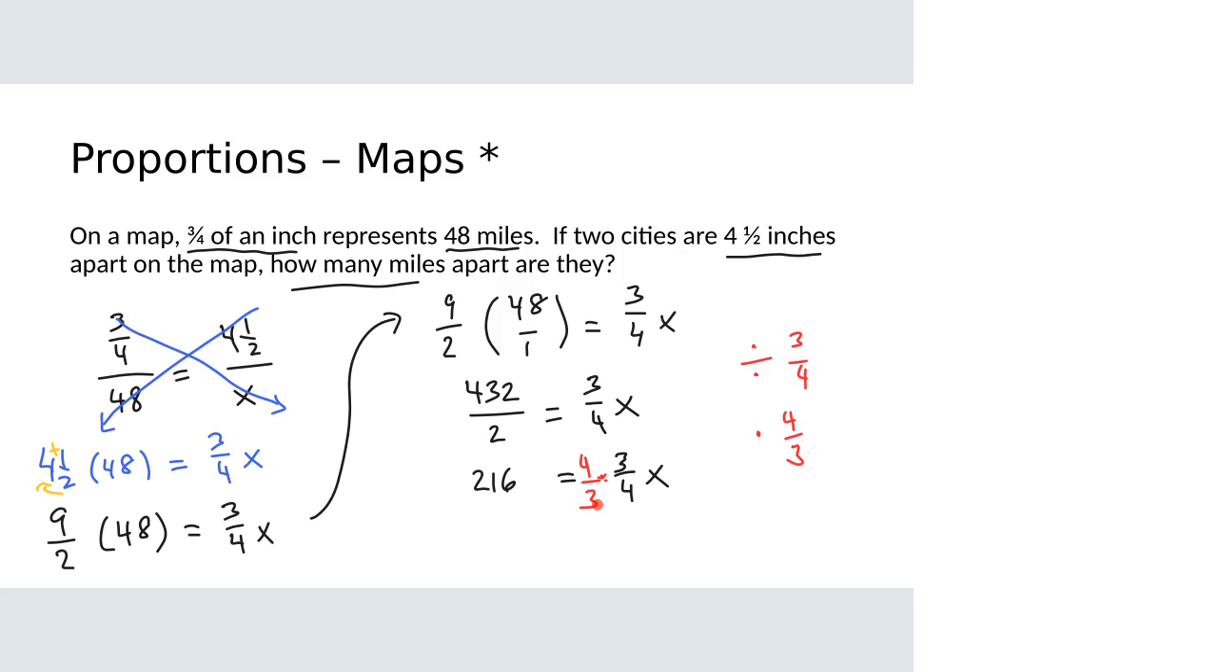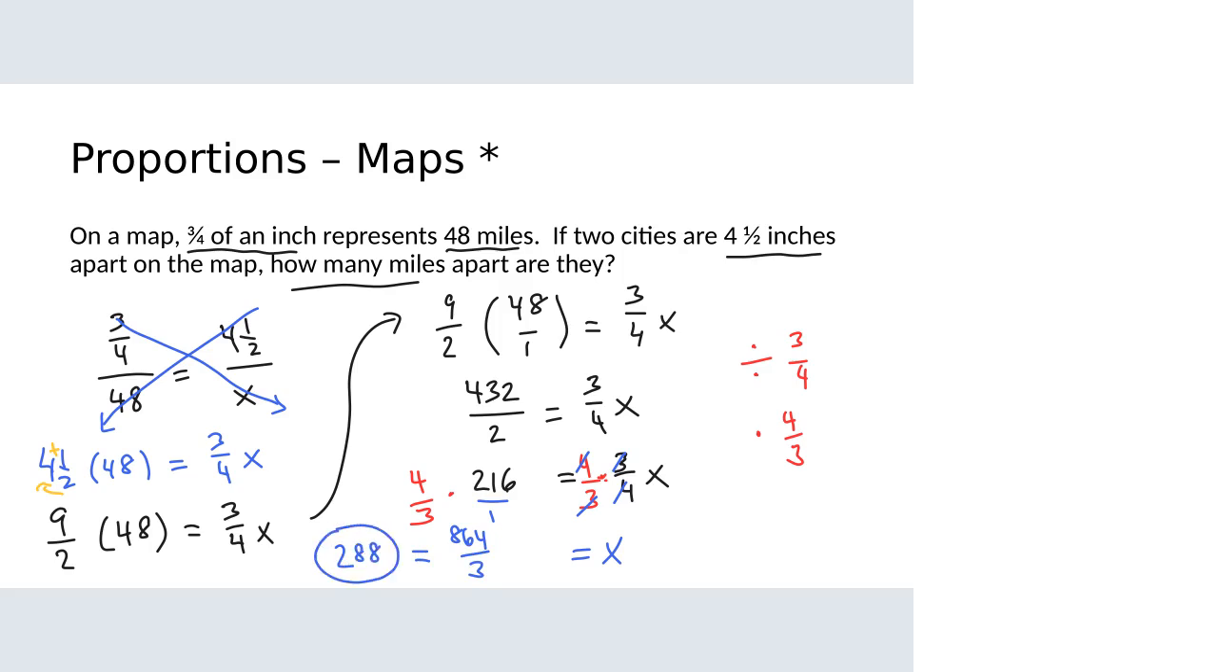If we do that on the right, we also have to do that on the left. On the right-hand side, it's really nice. The 4's cancel, the 3's cancel, and I just have x, which is where I was headed. On the left-hand side, you could do this either way. You could do 4/3 times 216 over 1. You could see if these will cancel at all, giving you a smaller number, but you don't have to. You can just do 4 times 216 is 864 over 3, and then we'll divide that and get 288.